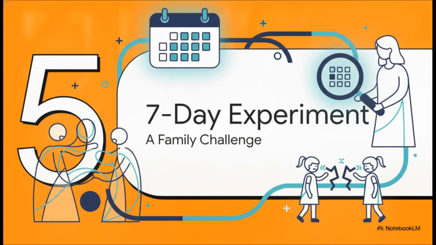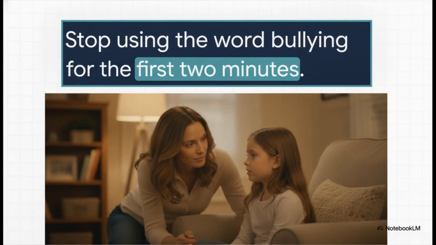Okay, to wrap things up, let's look at Section 5, the 7-day family experiment. If you want to put all this theory into real-world practice, try this little challenge in your home this week. The goal is to hit pause on using the word bullying for just the first 2 minutes of any conversation you have with your child about peer issues. Now, this doesn't mean you're dismissing their feelings or their pain. Not at all. It just means you're using that precious 2-minute window exclusively to ask factual questions about behavior, about power, and about safety. You get to be their calm anchor in a stormy sea, rather than a panicked interrogator.